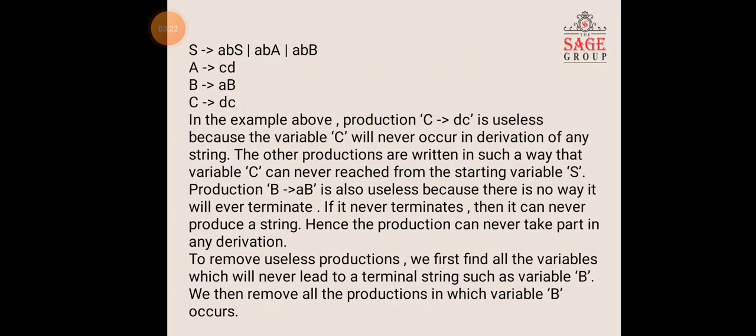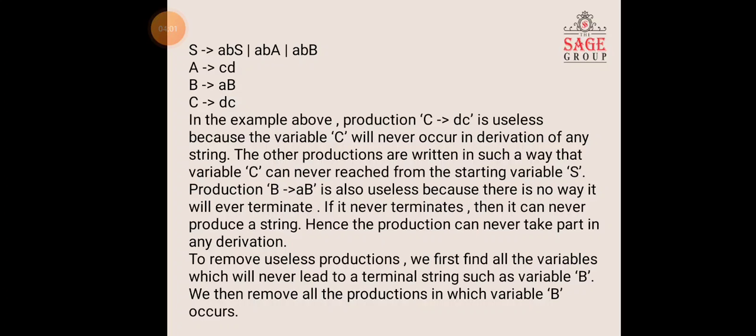As shown in the example, we have a grammar with four productions. Or if we elaborate, we have seven productions, because we have three productions with non-terminal S. In this particular grammar, C tends to DC is said to be useless. Why? Because the variable C will never occur in the derivation of any string. That is, the variable C is not deriving any particular string. Hence we can say that variable C is useless.